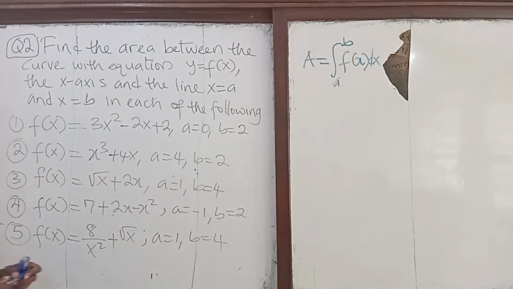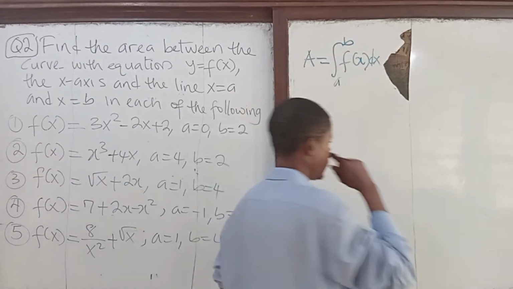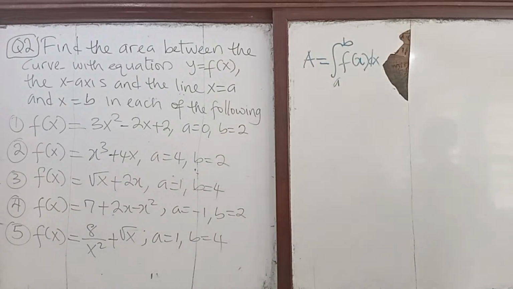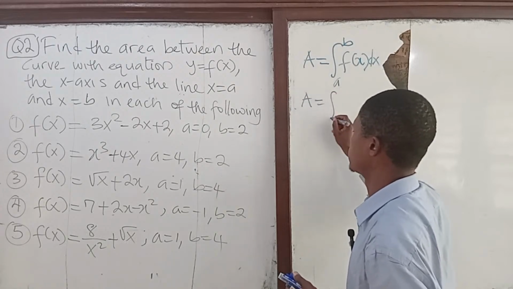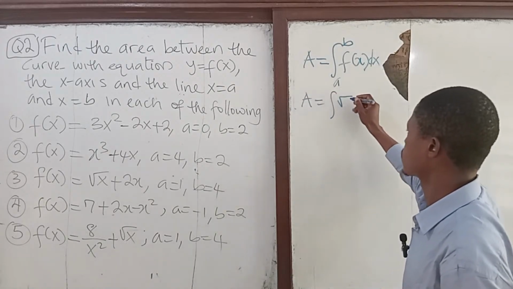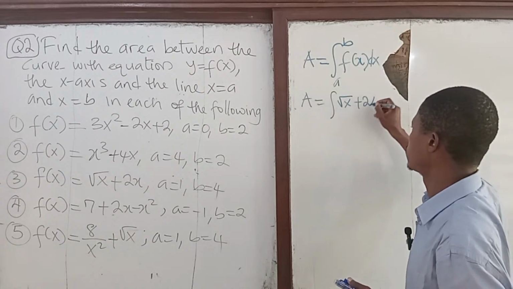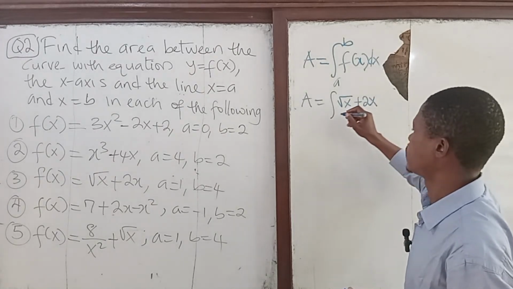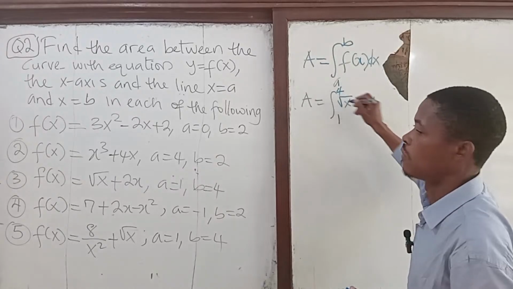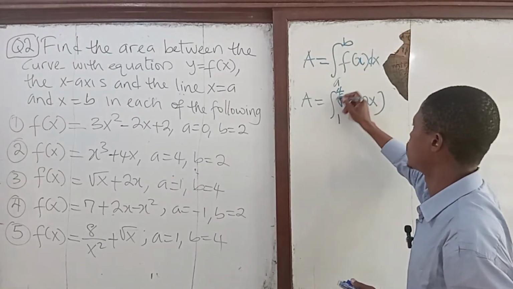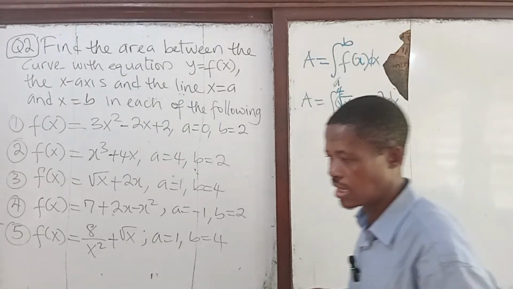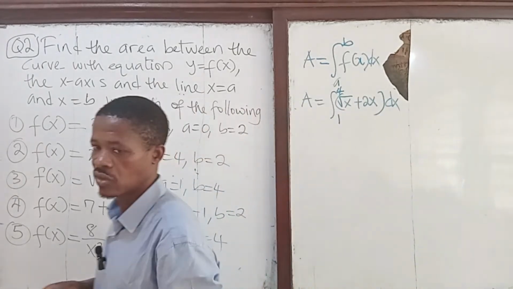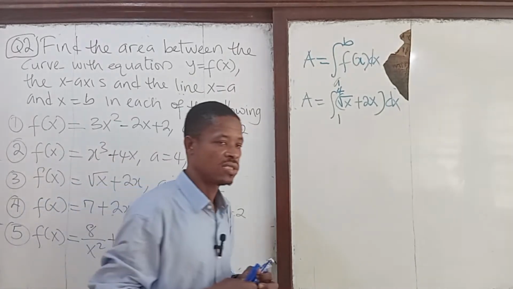That's the formula for finding the area between the curve. So then f of x, let's begin to substitute. My f of x is what? It is square root of x plus 2x. Then a is 1, b is 4.